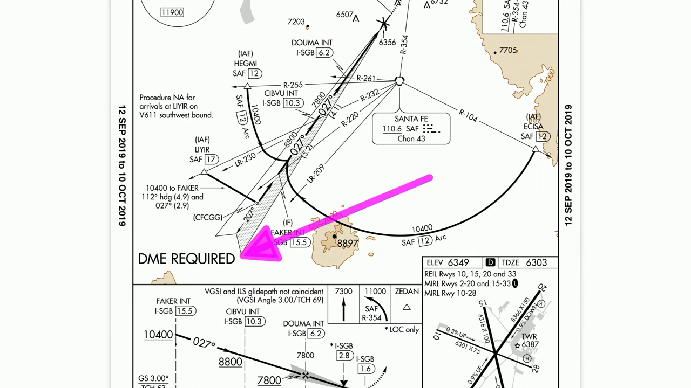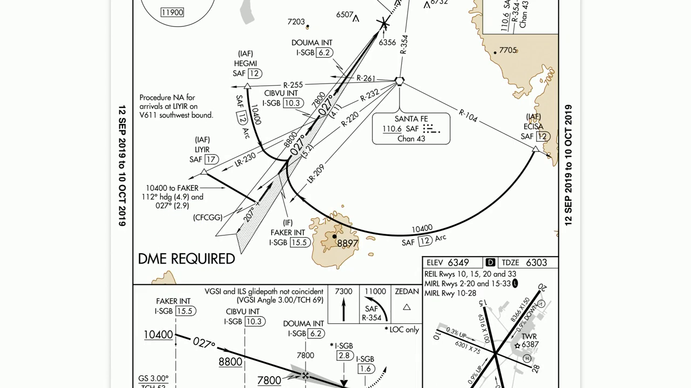It says DME required in the plan view. Again, this DME required indicates that you need DME to start the procedure to transition from the en route environment to the final approach course. And if you look at this, it makes sense. We've got HEGME, which is a DME arc. We've got ESISA, which is another DME arc. So again, you need distance information for both of those.